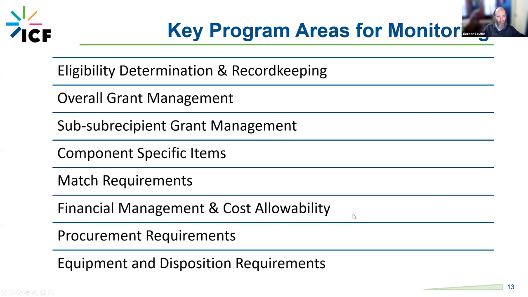Match requirements, it's what it says on the tin, how you deal with match and how you account for match. Financial management and cost allowability. So that's everything to do with how you review and maintain records of your expenses. Procurement requirements, that's the specific relationship between your records and actions for larger purchases made with ESG. And finally, equipment and disposition requirements. So that's what do you do once you've got your larger purchases in place. Next slide, please.